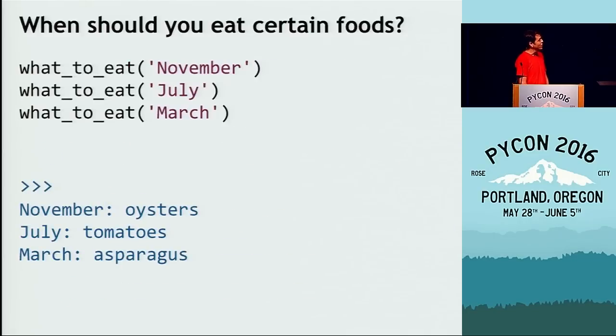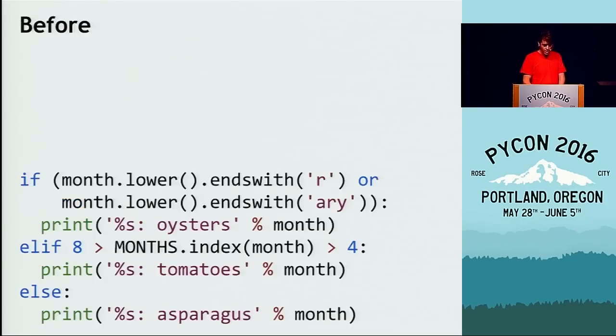And if you actually test this code, it works properly. So November, you have oysters. July, you have tomatoes. March, you have asparagus. OK, so it works. The problem with this code is that a lot of these if statements get pretty complicated. There's a lot going on.